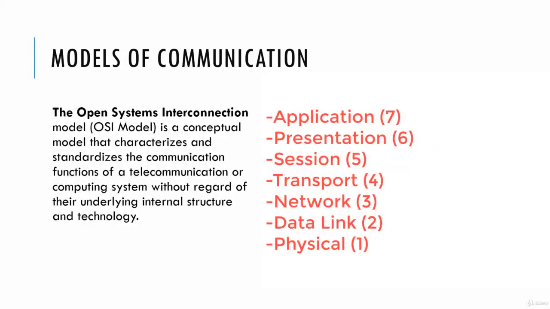So there are two main models used to describe this communication. The first is the OSI model, or the Open Systems Interconnection model. It's a conceptual model that characterizes and standardizes the communication functions of a telecommunication or computing system. Its goal is interoperability of diverse communication systems with standard protocols. The model partitions a communication system into abstract layers. The original version of this model was defined by 7 layers.